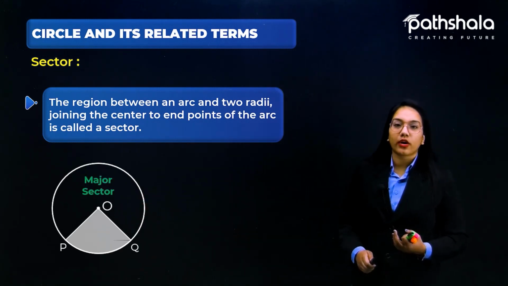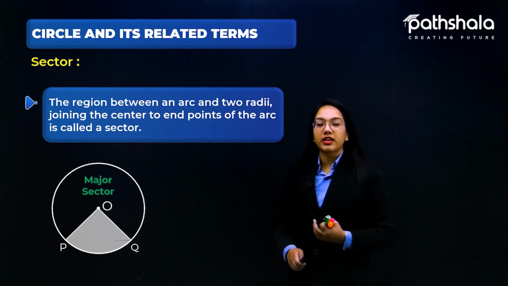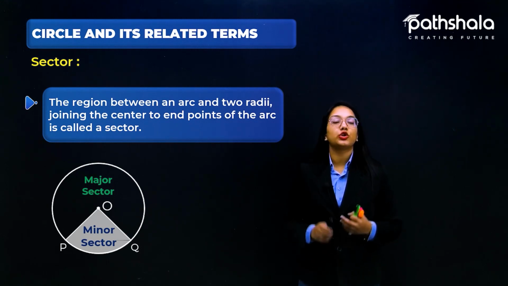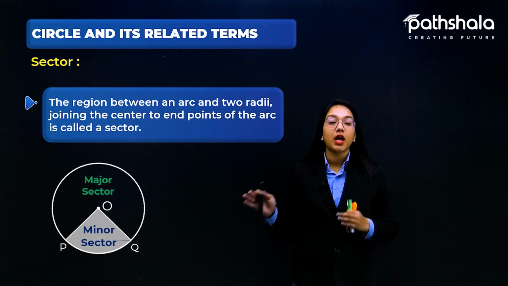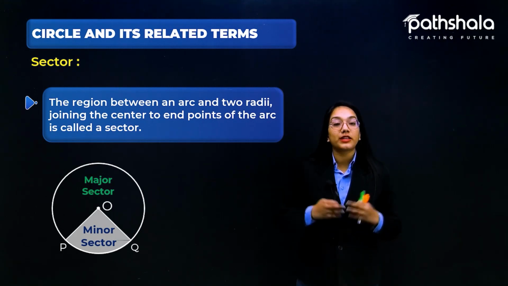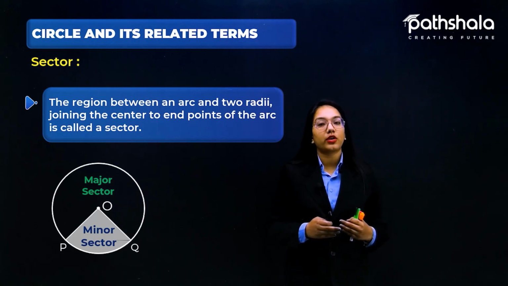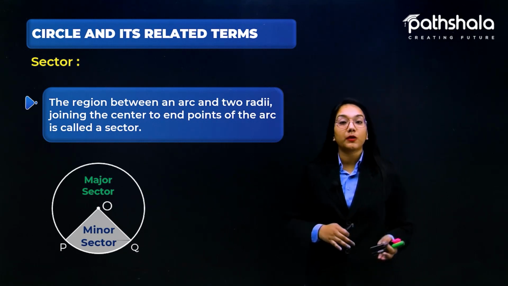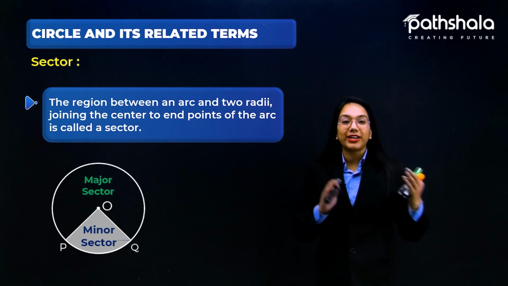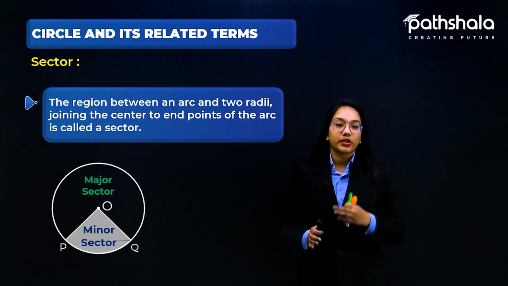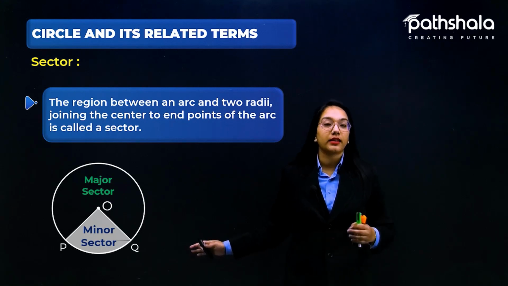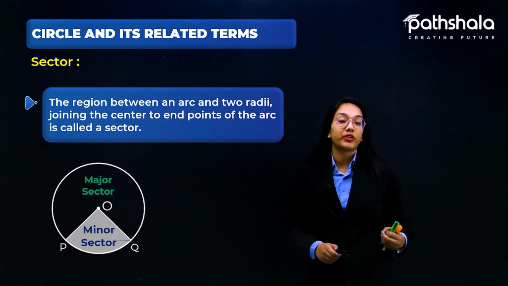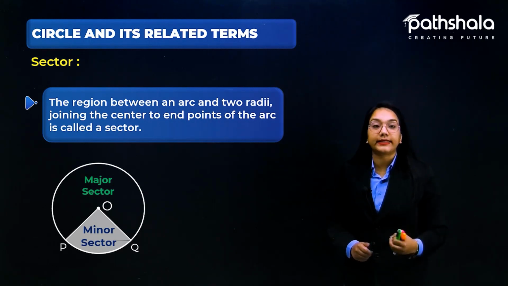In the same way, the two sectors are called the major sector and the minor sector. There are two types of sector, just like the segment. One is the major sector, which involves the major portion of the circle, and the other is the minor sector, which involves the minor portion. The one formed by the minor arc is the minor sector, and the one formed by the major arc is the major sector. They are formed by an arc and the two radii joining the center to the endpoints of the arc. This is called the sector of a circle.